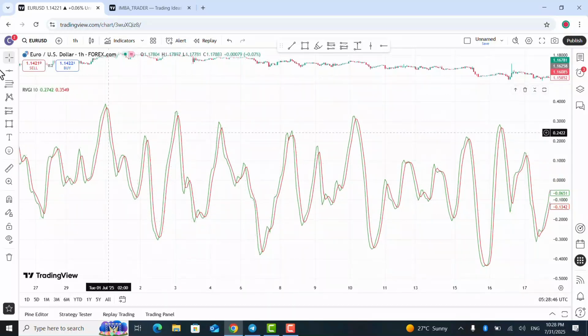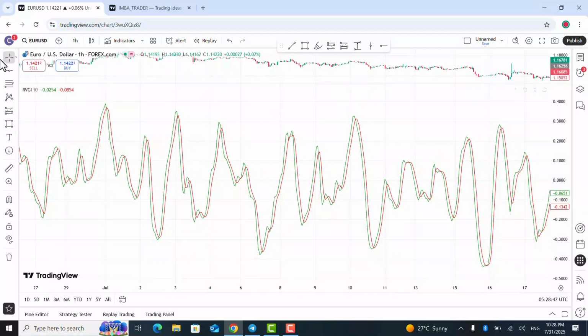The Relative Vigor Index is a momentum-based indicator. It compares the closing price of a candle to its trading range and helps determine whether buyers or sellers are in control. Think of it like a smarter version of the RSI indicator, but with a twist. The RVI usually comes with two lines just like the MACD indicator, the main RVI line and a signal line. When the RVI line crosses above the signal line, it's considered a buy signal, and when it crosses below, it's a sell signal.